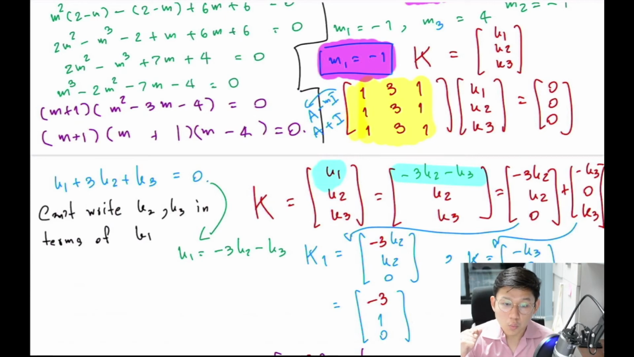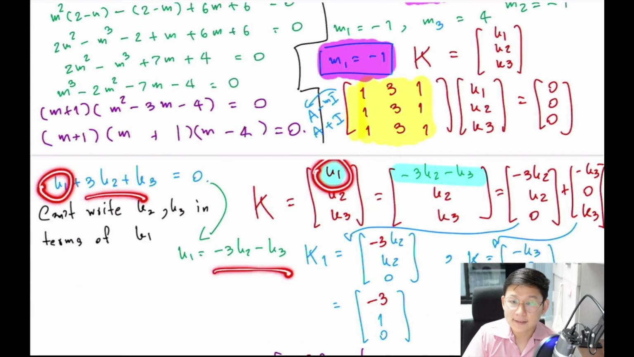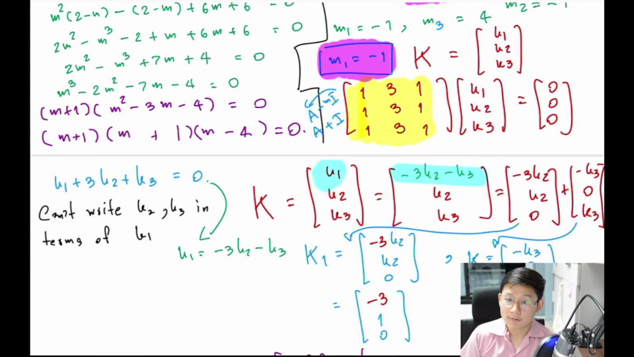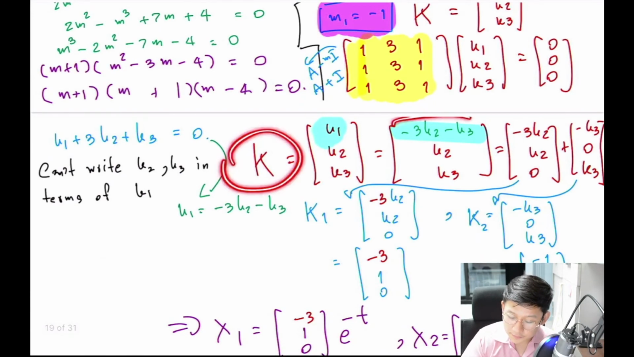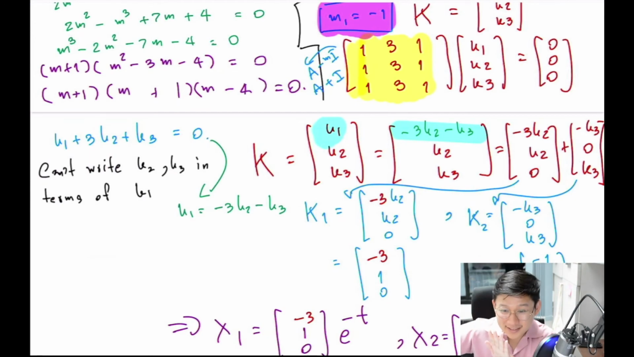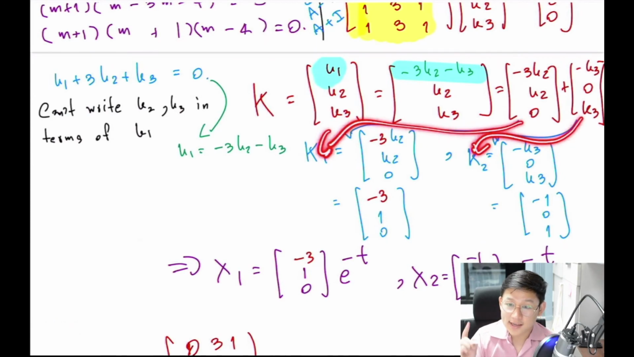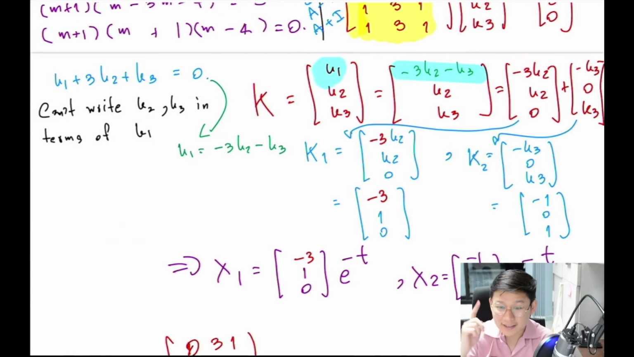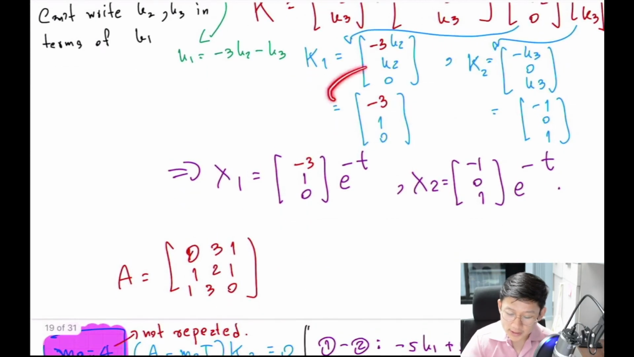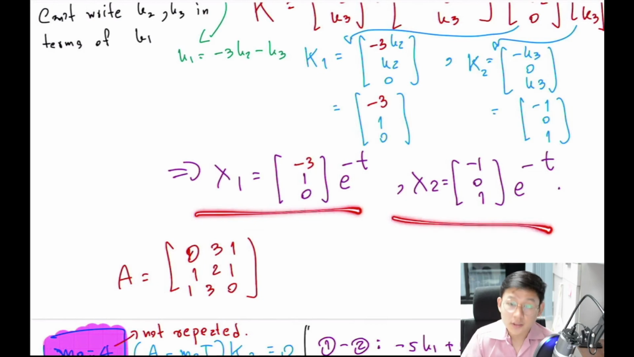So the best thing you can do is to just get rid of one of the k's. In this case, I'll just get rid of k1. I write k1 in terms of k2 and k3 like that, and then I substitute it into the vector k. Then I have vector k in terms of k2 and k3. After that, I split it: if you have k2, you put it here, and if you have k3, you put it here. I split this vector into two vectors, and I call them the big K1 and the big K2. After that, I substitute k2 and k3 with 1, which we are already familiar with. So we get this K1 and K2, and we obtain the first and the second solutions.